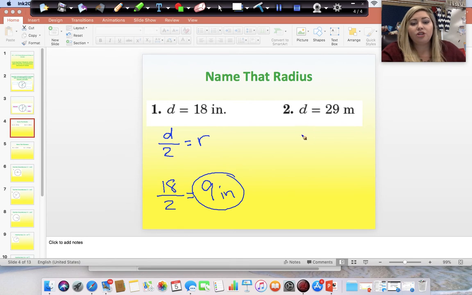For problem number 2, we've got our diameter is 29 meters, and we need to divide that by 2, and that'll give us our radius. And so our radius is 29 divided by 2, which is 14.5 meters.